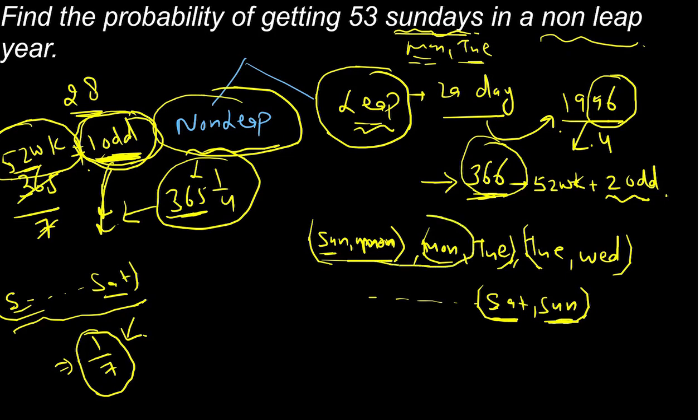मंडे कितने तरीके से आ सकता है? 2 तरीके से, ओके। ट्यूसडे कितने तरीके से आ सकता है? सो ट्यूसडे भी आपका 2 तरीके से आ सकता है। वेडनेसडे, थर्सडे, सो each day can appear in 2 days out of these 7 days, okay.